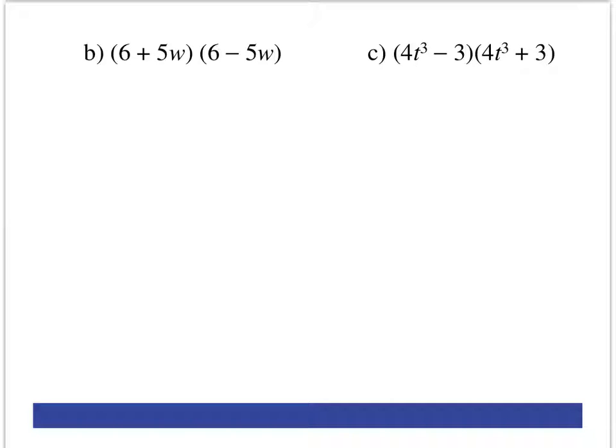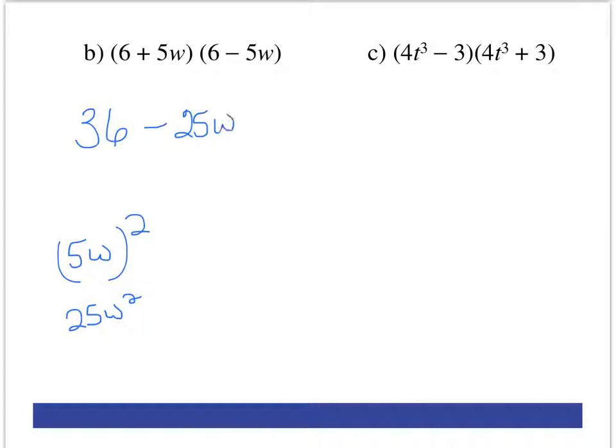So 6 squared is 36. And then 5w squared, think about it this way, 5w squared is 25w squared, right? So we're just going to subtract 25w squared.